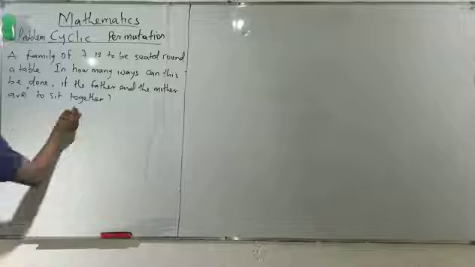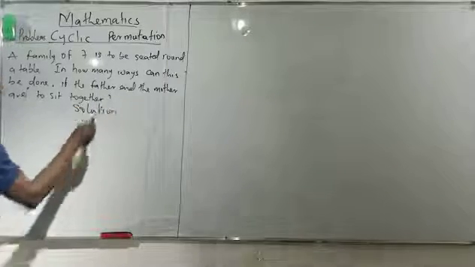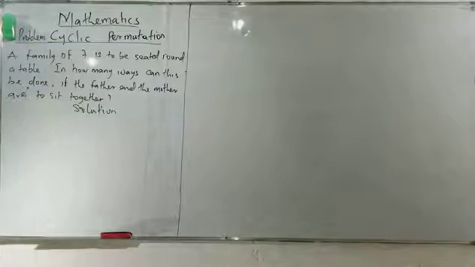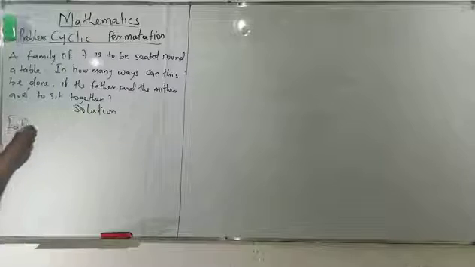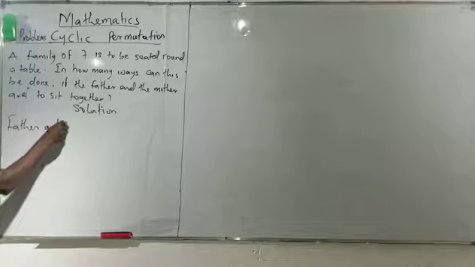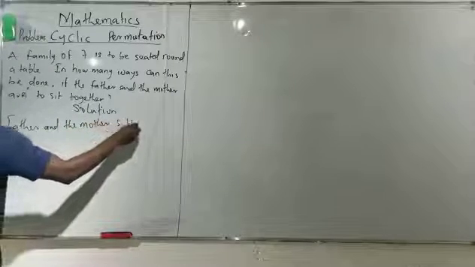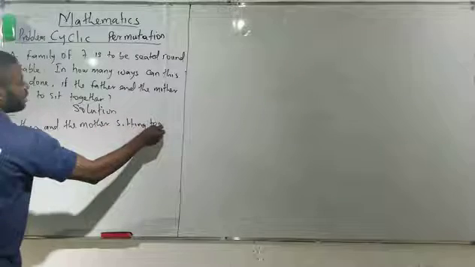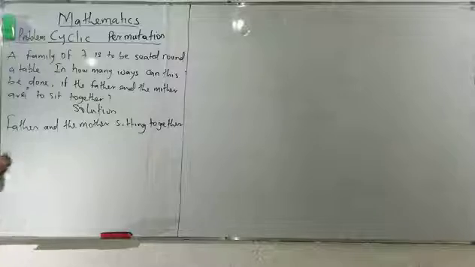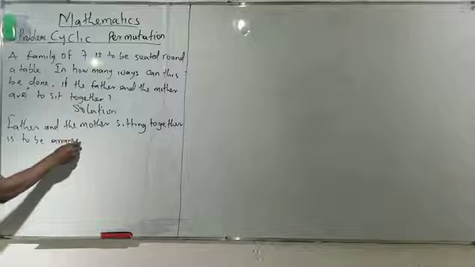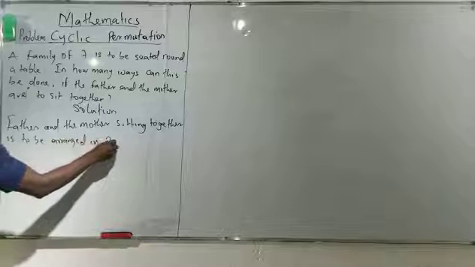Now, this is a very nice problem. If I'm too fast, please, you can leave a comment below for adjustment. Now, father and mother are to sit together. What you just need to do, the first thing I will do is that the father and the mother sitting together is to be arranged in 2 ways.